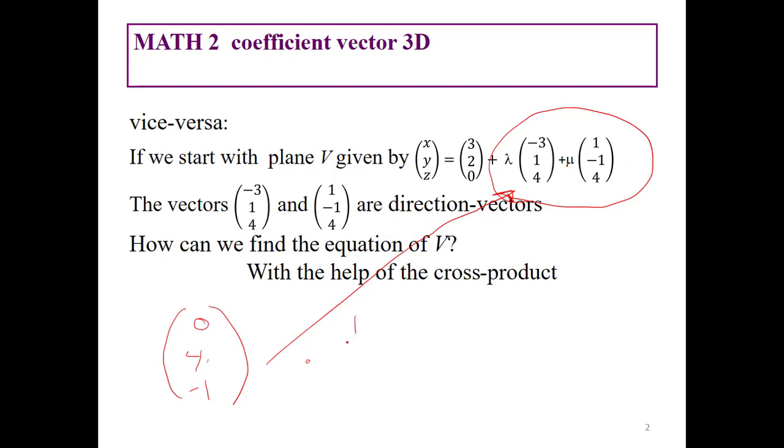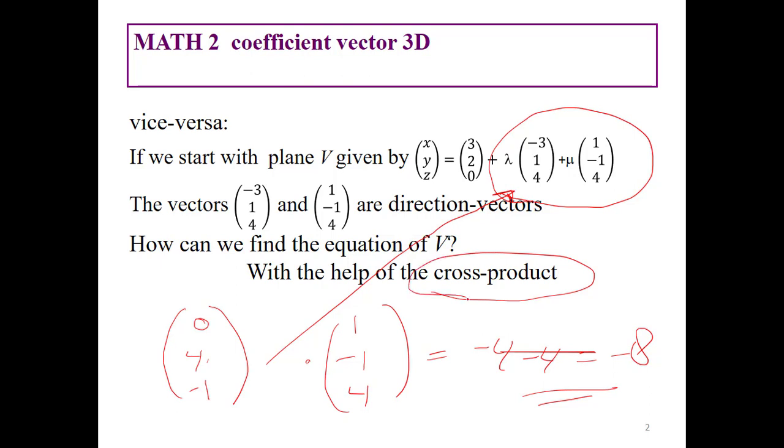Times (1, -1, 4). So that would be -4, minus 4 would be -8. So not perpendicular. So we need to have another trick. And this other trick is the last part we are learning in this linear algebra part, that is calculating the cross product of two vectors.